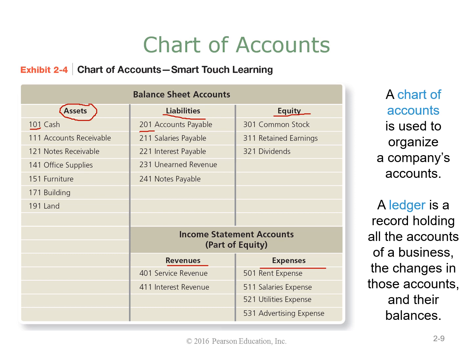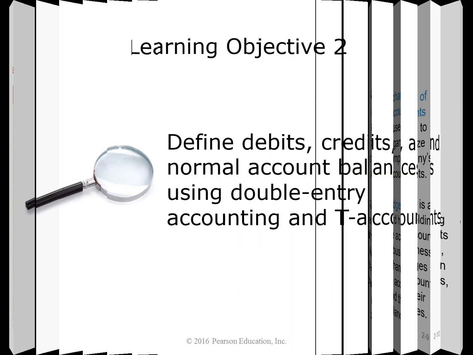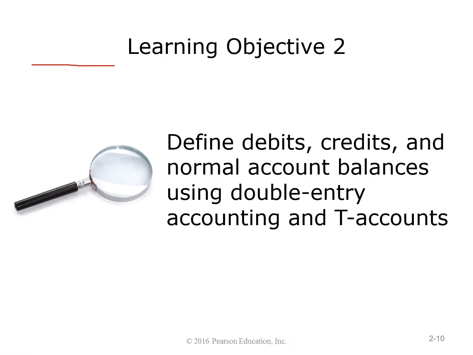A ledger is a record holding all the accounts of the business, the change in those accounts and their balances. What is a T account? T account like that, and this will be explained later. The left hand side is always debit, and the right hand side is always credit, and at the end I have to add both sides to find out if the balance is debit or credit. Okay, fine. Let's go and we will see that later.